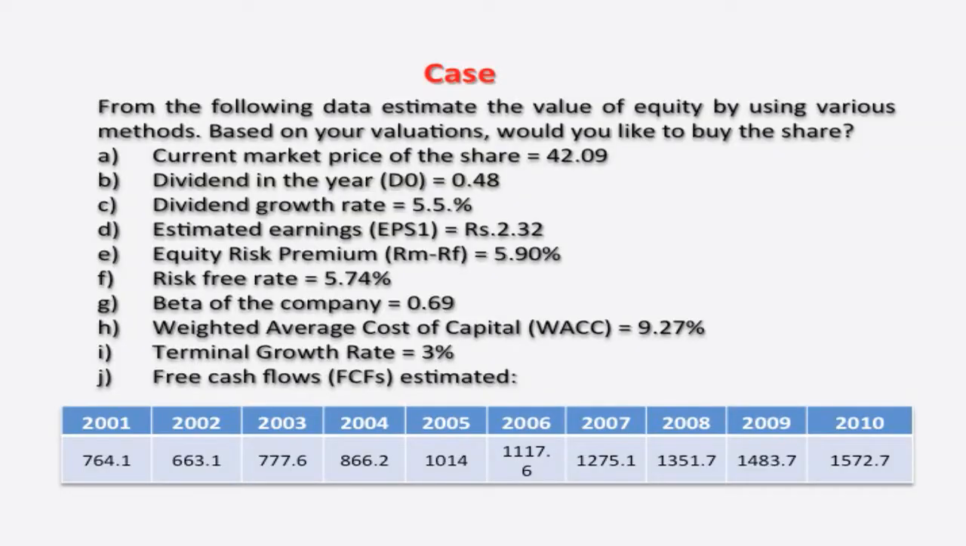for that purpose we have taken into consideration one case study. The current market price of the share is 42.09, dividend in the year is 0.48, dividend growth rate is 5.5% per annum. Then estimated earnings, EPS, is equal to 2.232, the equity risk premium is 5.9% and the risk free rate is 5.74%. Beta of the company is equal to 0.69. So based on this information, we can calculate the weighted average cost of capital by taking into consideration the whole capital structure, that is 9.27%.